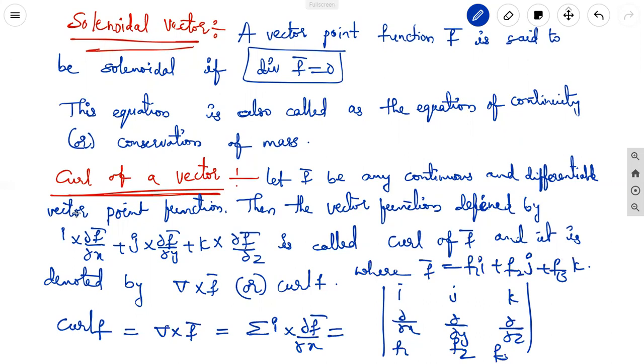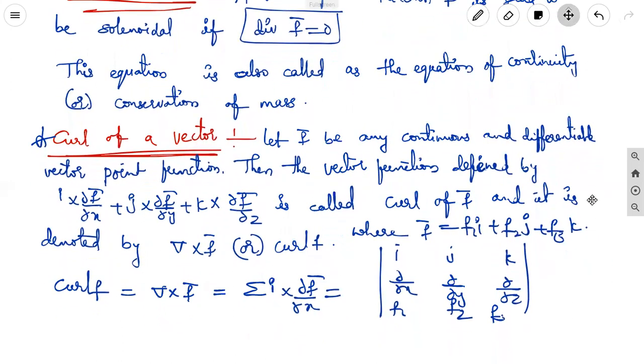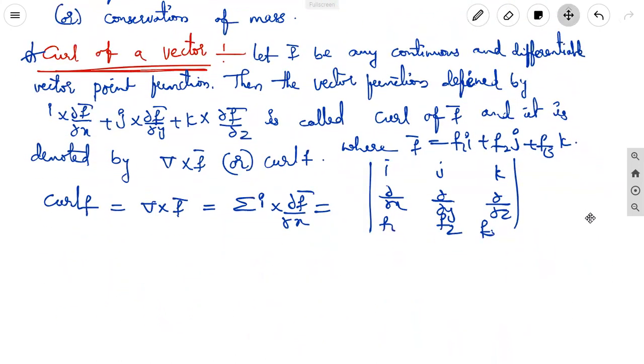Simply, you can remember the curl is nothing but the cross product between the operator and the point function. Div f means the dot product between the operator and the vector point function. The dot product between two vectors is nothing but a scalar. The cross product between two vectors is nothing but a vector. You remember that one.